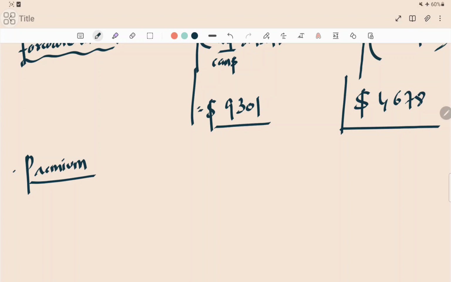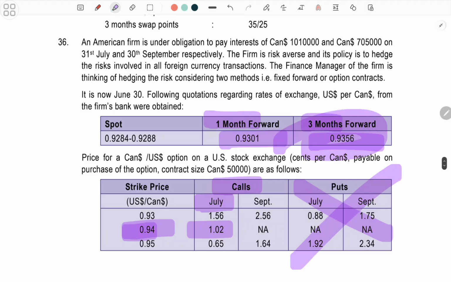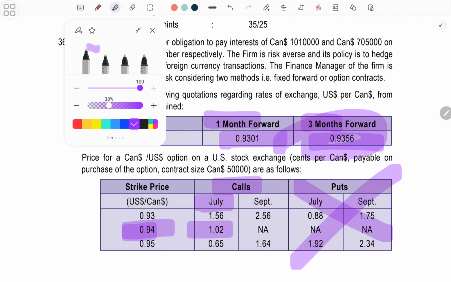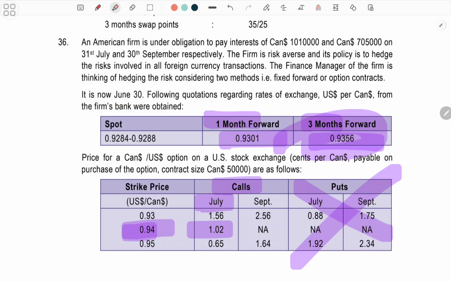Let's see the premium. Premium is basically given in dollar per Canadian dollar only. It's given in the question. See the question here. Let me use a different highlighter if that's okay. Let's just delete these things. Okay, so 0.94 was for 1 month call option, so my premium is this, and for 0.95 3-month call option, my premium is this. Correct? I hope you understood how I got the premium. Super easy.